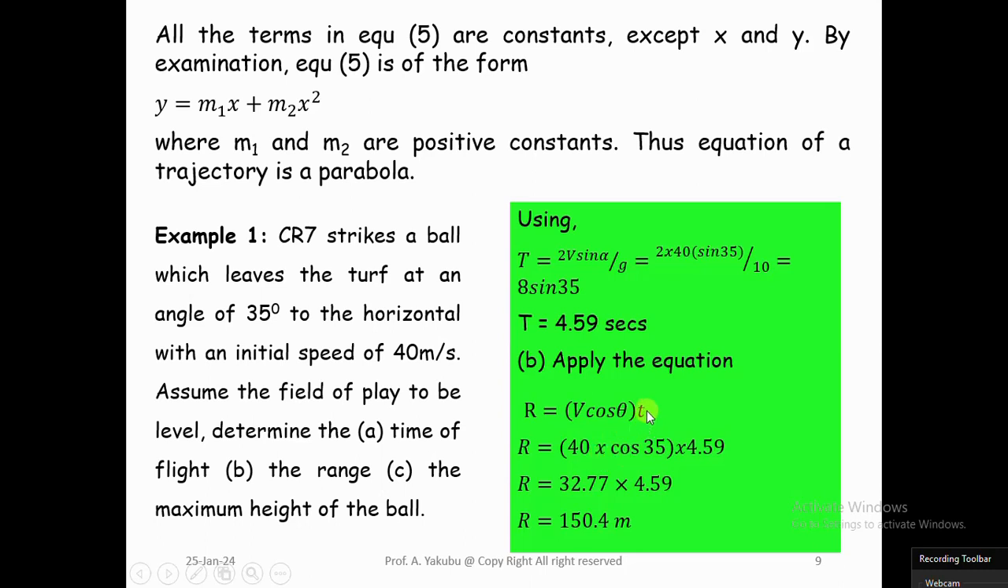However, this is the straightforward route to the answer. You can still apply the full equation of the range. Remember the range equation? This is it.